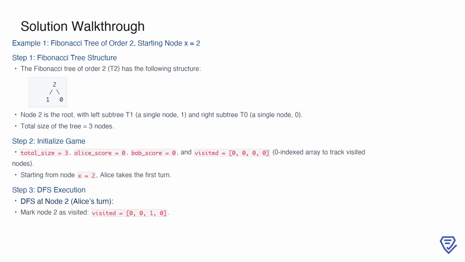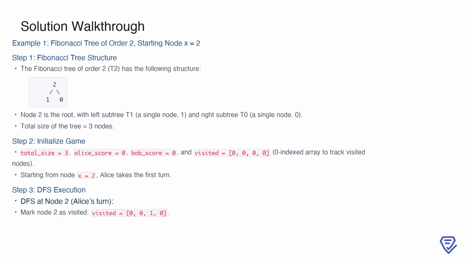Here, we start with the Fibonacci tree of order 2, denoted as T2. Its structure consists of the root node 2, which has two children. The left child is node 1, and the right child is node 0. This gives the tree a total size of 3 nodes. For the game setup, we initialize some variables. The total size of the tree is 3, Alice and Bob both start with a score of 0, and a visited array of size 4, all initialized to 0, is used to track which nodes have been processed.